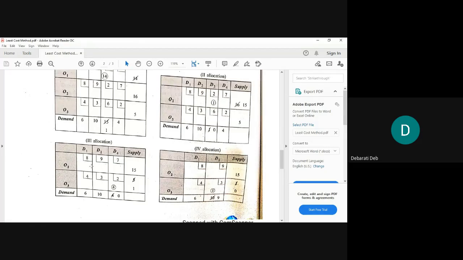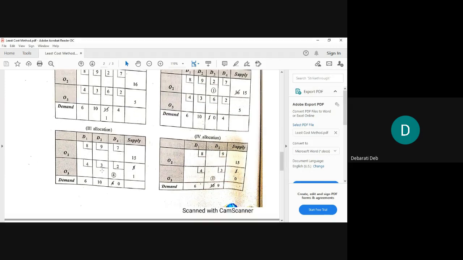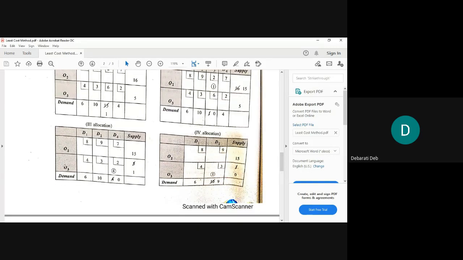So come to this third allocation, quickly form it and write O2, O3 and D1, D2, D4, no longer D3. Bring all the costs and all the quantities from the last allocation. In the first row, that is O2, you will not write 16, you will write 15 because 15 was left. Quickly form this third allocation. If anyone is having any doubt, you can ask.